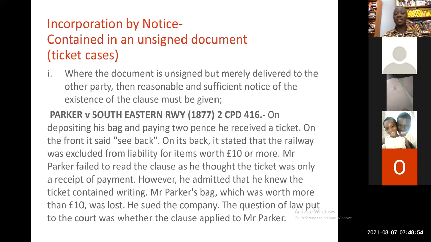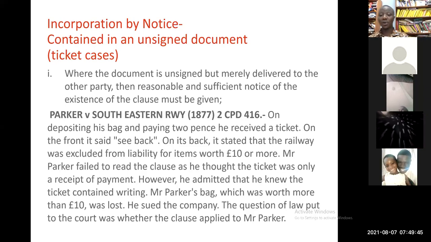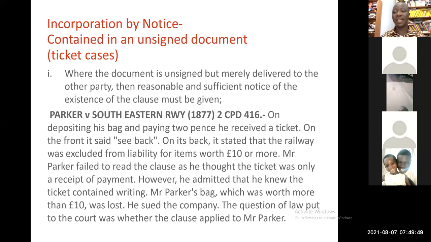Good. So we have seen how an exemption or exclusion clause may be incorporated by signature. Now let us look at the other scenario, where signature is not required. The exemption clause is in writing, but there's no requirement for signing anything. On that basis, how could a person be bound by the exemption clause? Where the exemption clause is not in a document requiring signature, the position of the law is that reasonable and sufficient notice of it must have been given to the other party. You must have given reasonable and sufficient notice to the other party that that exemption clause exists before he or she will be bound by it.